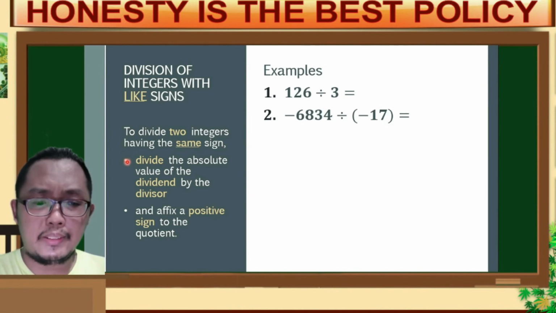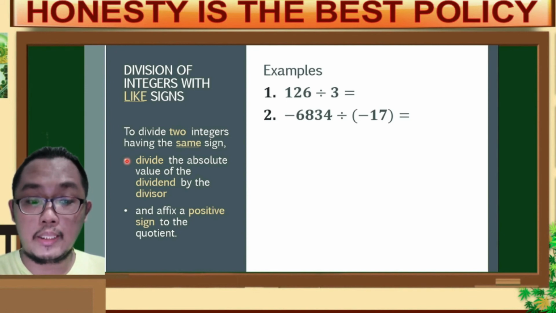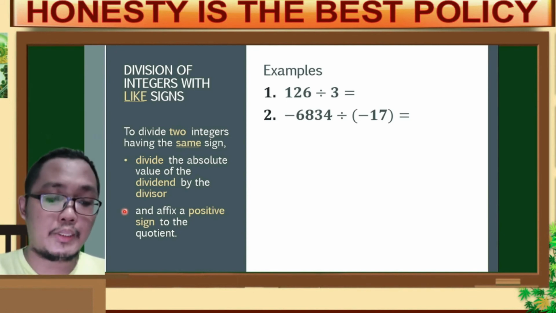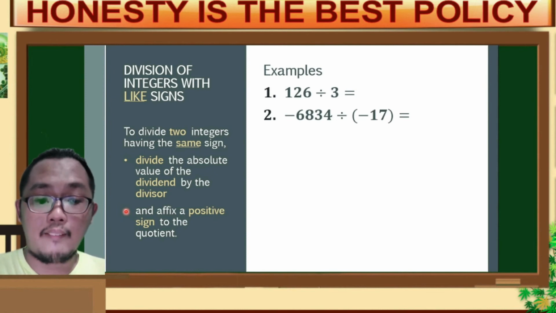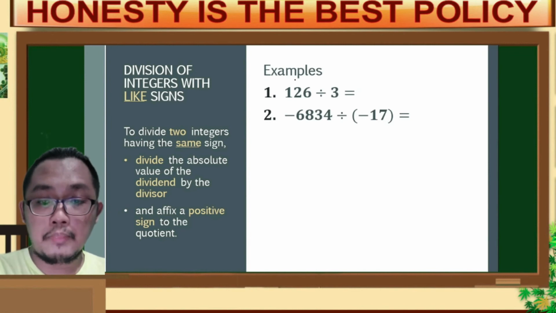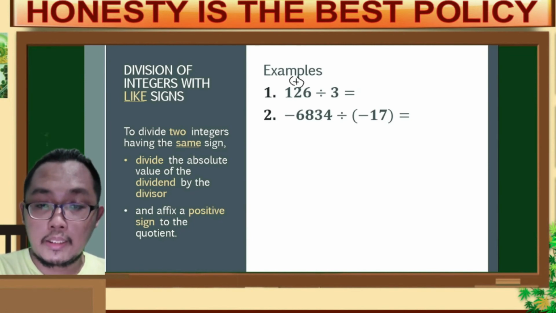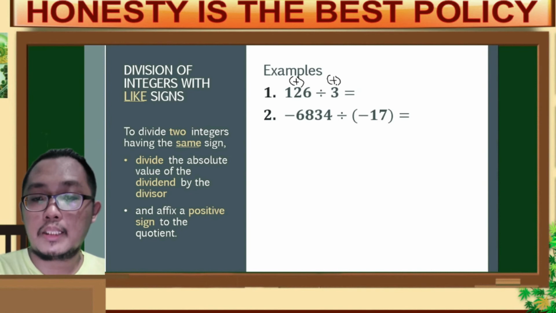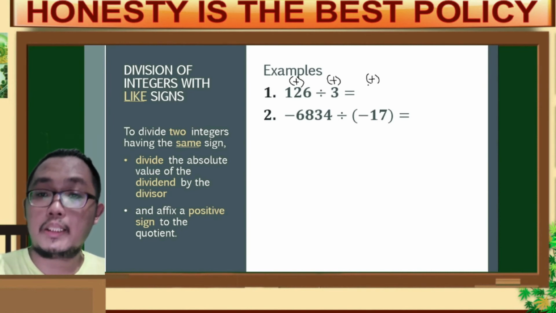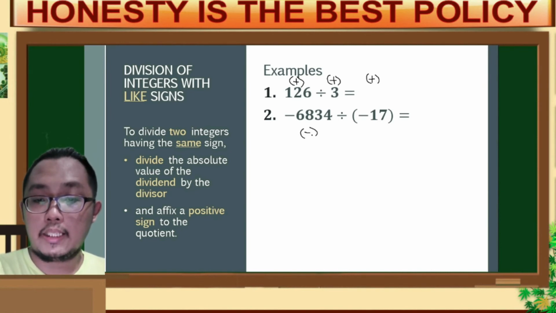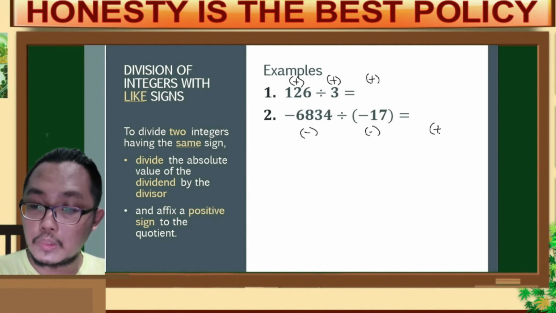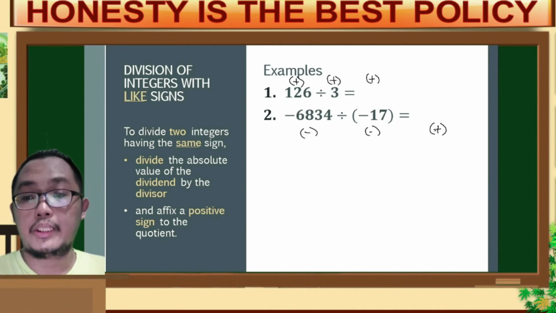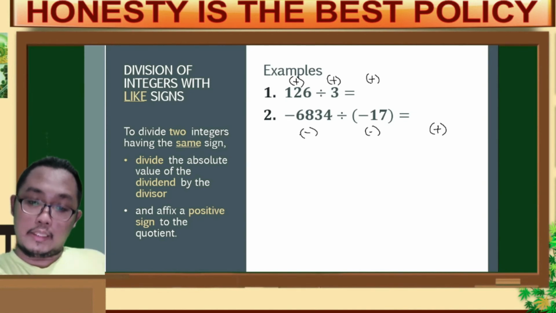So to divide two integers having the same sign, we need to divide the absolute value of the dividend by the divisor. And based on the rules of signs, we need to affix a positive sign to the quotient, right? So that means a positive number divided by another positive number will have a positive quotient. So here we have a negative number divided by another negative number. We also have a positive quotient for this. And now let us have the answer.